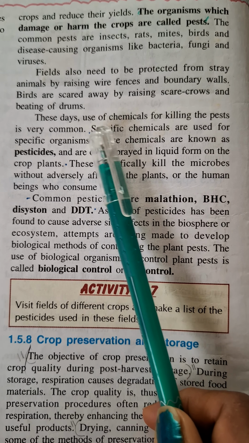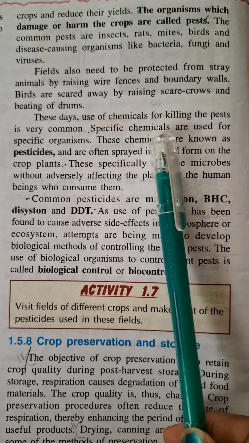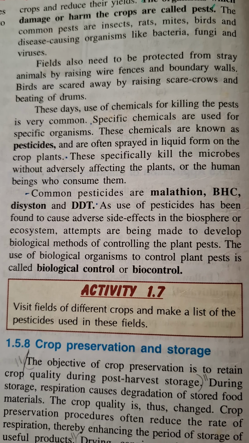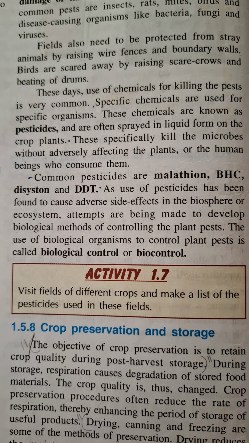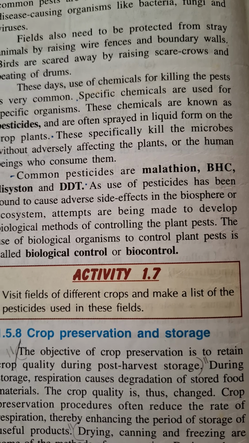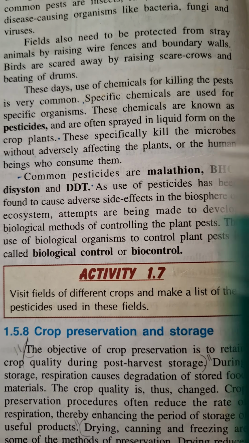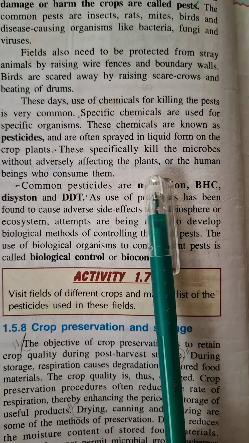These days, the use of chemicals for killing pests is very common. Specific chemicals are used for specific organisms. These chemicals are known as pesticides and are often sprayed in liquid form on the crop plants. These specifically kill the microbes without adversely affecting the plants or the human beings who consume them.